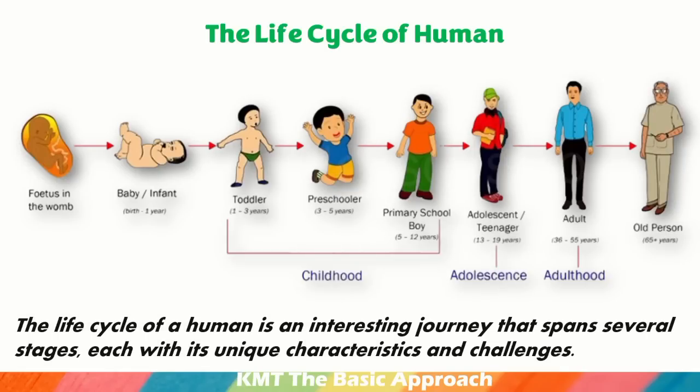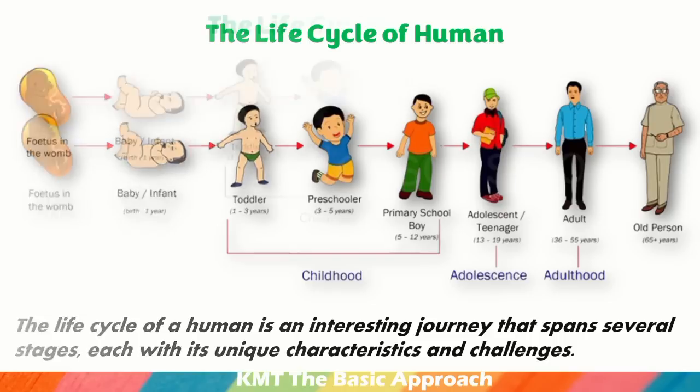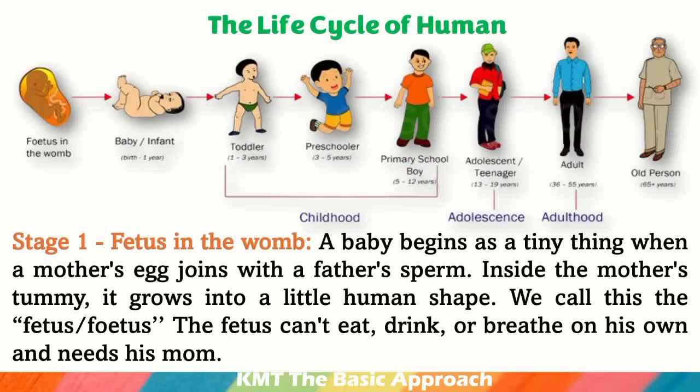The life cycle of a human is an interesting journey that spans several stages, each with its unique characteristics and challenges. Stage 1. Fetus in the womb. A baby begins as a tiny thing when a mother's egg joins with a father's sperm. Inside the mother's tummy, it grows into a little human shape. We call this the fetus.